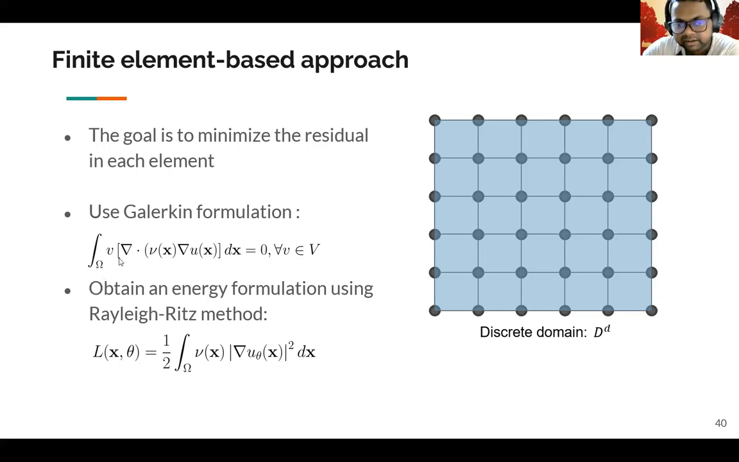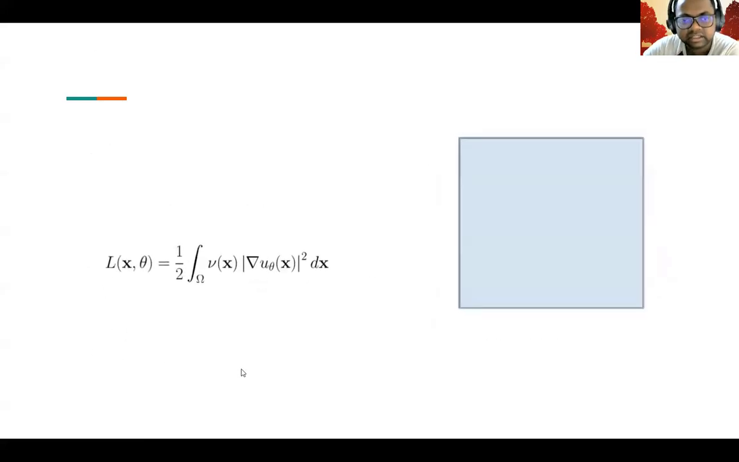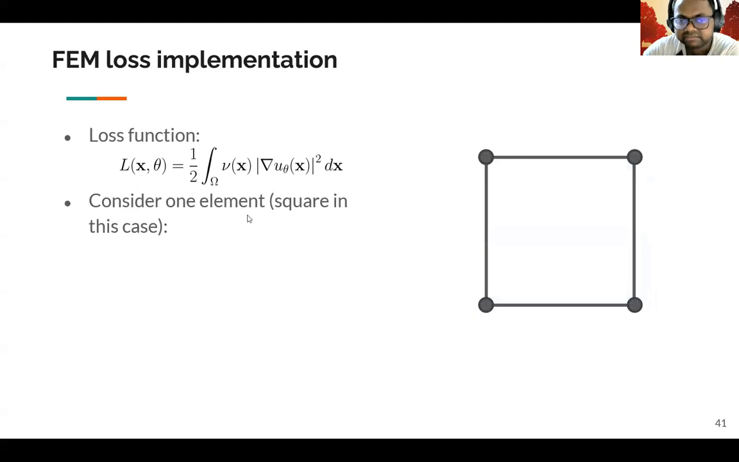So you would want to minimize this integral. How do we compute this integral? That's something we cover in the next few slides. So we first consider one element, a square, and we want to minimize this L of x in this square.